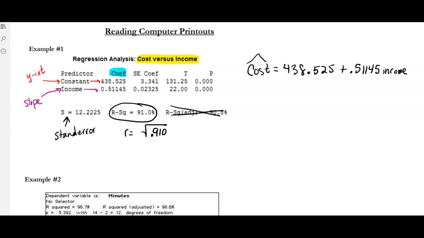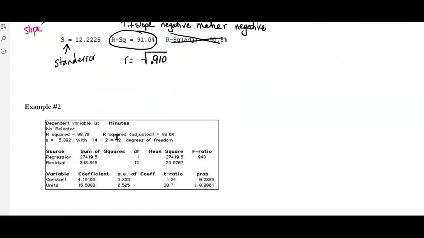The only thing that you have to be careful with is a lot of times they're going to give you R squared, and so you have to look and see if the slope is negative. If slope is negative, make your R value negative. That's an important thing because they're going to give you squared, and squared numbers are never negative. Okay, all right, let's look down at the next example.